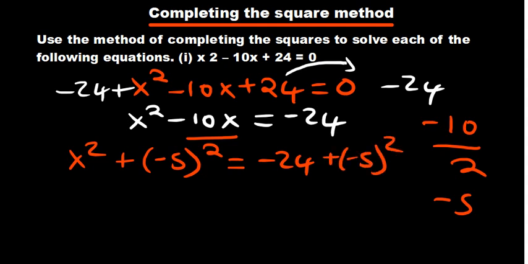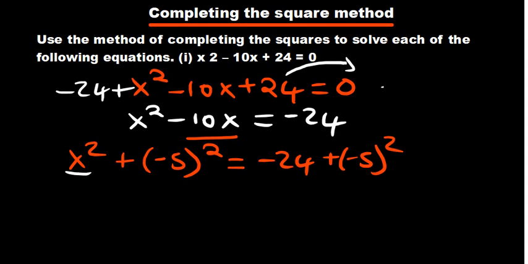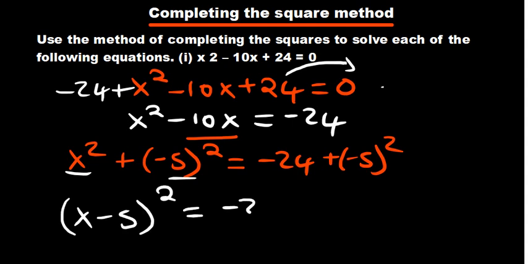So basically if you're able to get to this point, then you know how to do the completing the square method, because that's where it ends. Okay, so now how do you do it? It's just a matter of simplifying. At this point you are expected to complete the squares. So it will be x minus 5, with the square outside, is equal to minus 24. Negative 5 squared is 25.